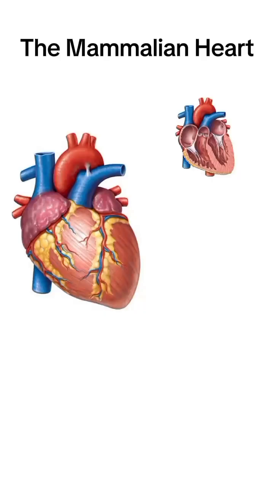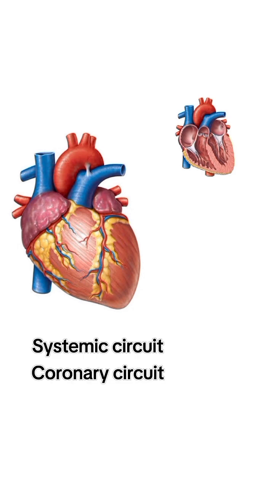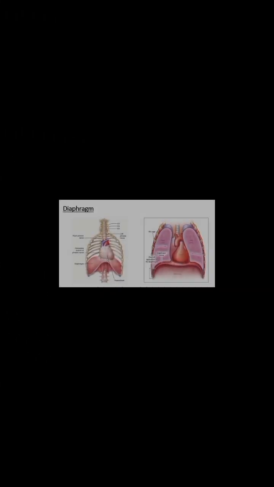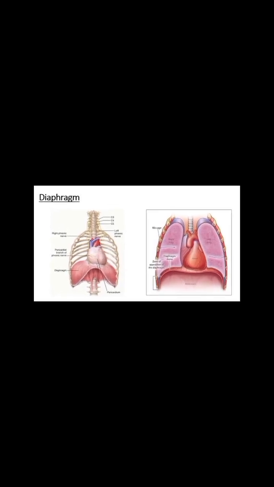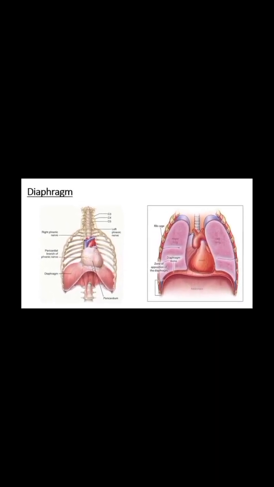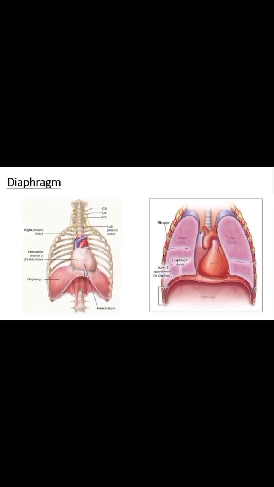So we are going to look at the mammalian heart, and the mammalian heart is a complex, thick muscle that pumps blood through the three circuits of the circulatory system: the systemic, coronary, and the pulmonary circuit. The heart is found at the central compartment of the thoracic cavity, and its apex is angled down to the left on top of the diaphragm.